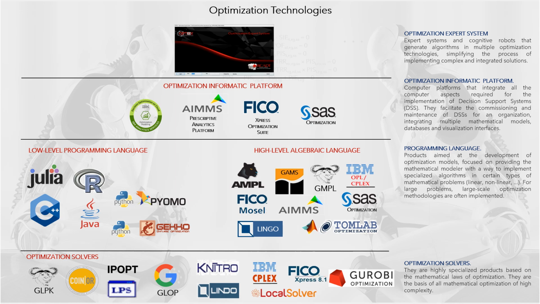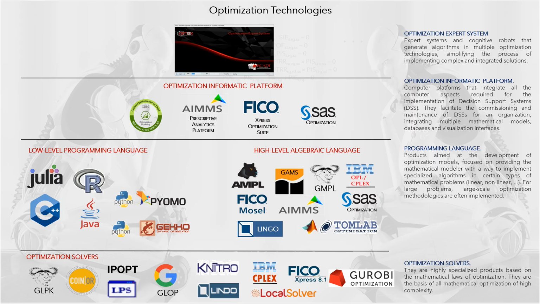Programming language. Products aimed at the development of optimization models, focused on providing the mathematical modeler with a way to implement specialized algorithms in certain types of mathematical problems, linear, nonlinear. For large problems, large-scale optimization methodologies are often implemented. For the development of algorithms, the following can be used: a low-level programming language, or a high-level algebraic language. GAMS corresponds to a fourth-generation language, the first version of which was launched on the market in 1987.